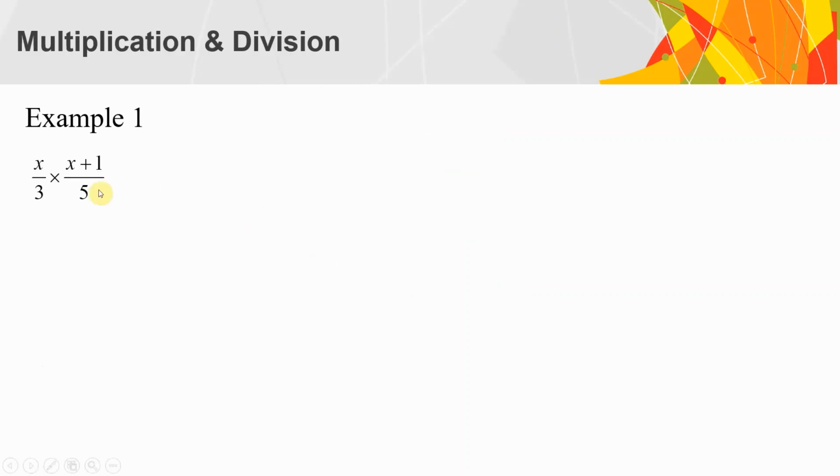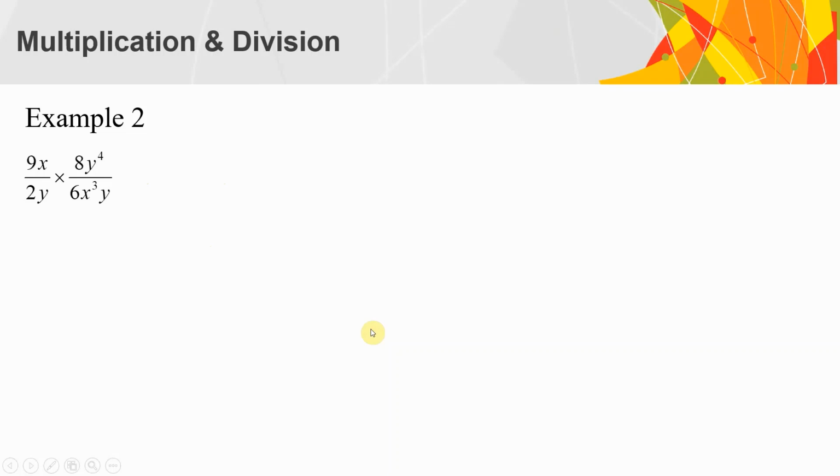For the first example, there's no simplification needed. You just multiply across, numerator with numerator, denominator with denominator. This step you can practice at the beginning, but later on you can actually skip it. Just remember that when you expand the bracket, multiply to both terms. So this is the final answer, that we can just leave in this form.